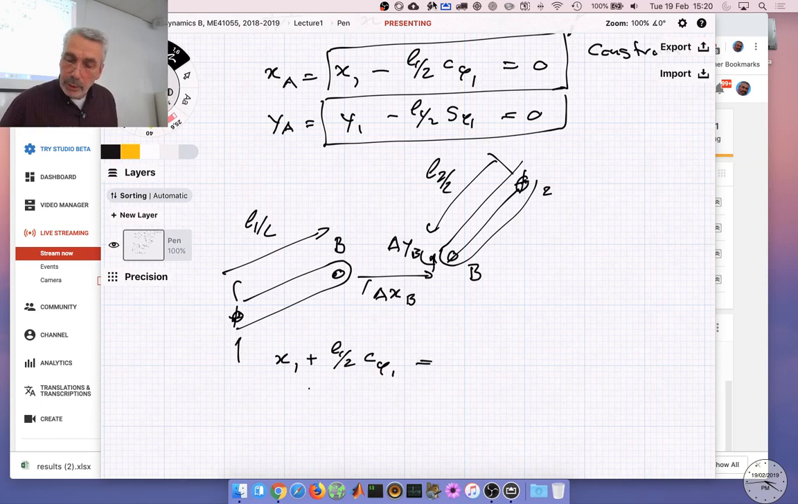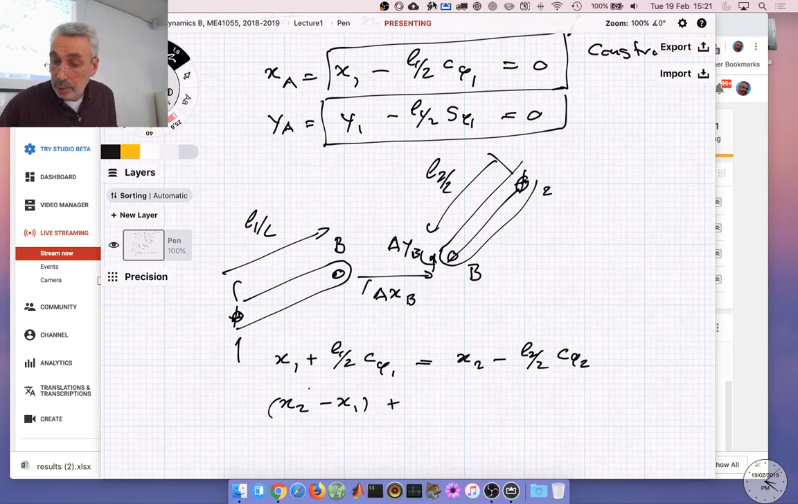So this position should be identical to if I start here, x2 minus L2 over 2, and that's cosine phi 2. Now we want to have everything be zero, like a null terminated thing. So you could say x2 minus x1, and then the other one is plus L1 over 2 cosine phi 1 minus L2 over 2 cosine phi 2 is 0.